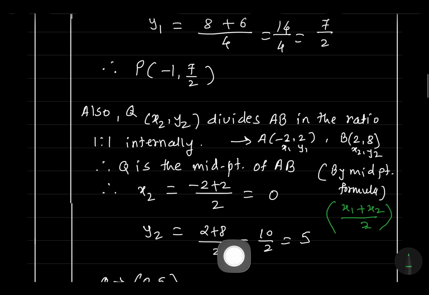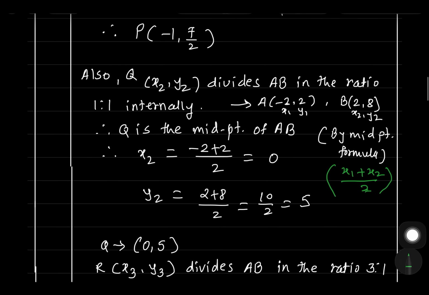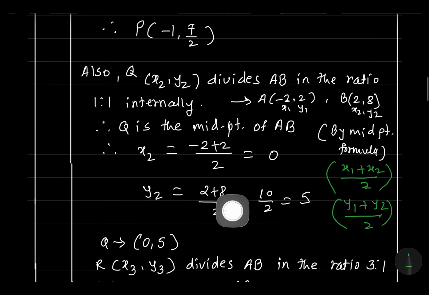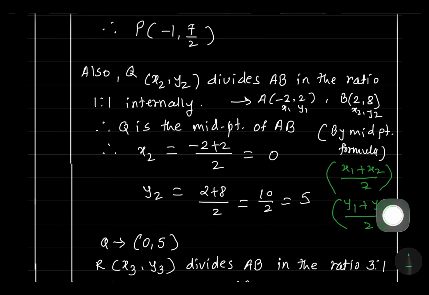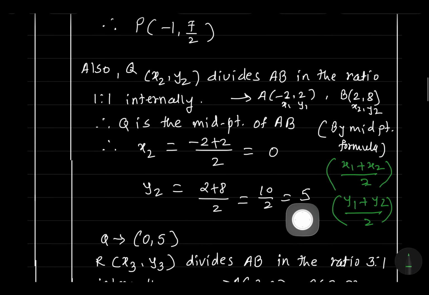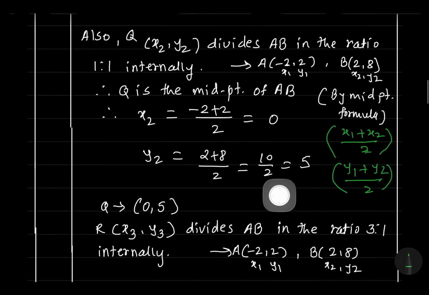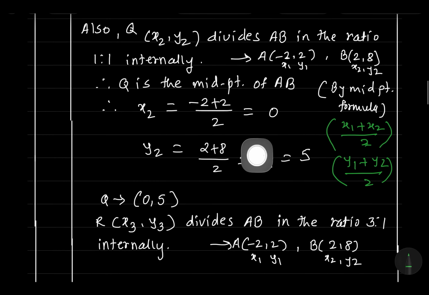Then y2. Here y2 means y1 plus y2 upon 2, the midpoint formula for y. So y1 is 2 and y2 is 8. So here 2 plus 8 is 10, 10 upon 2 is 5. So Q is (0, 5), already we got.